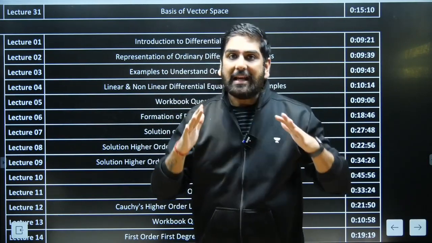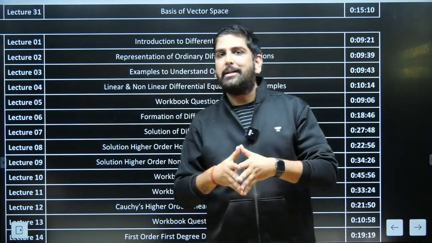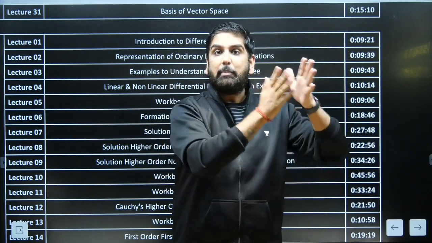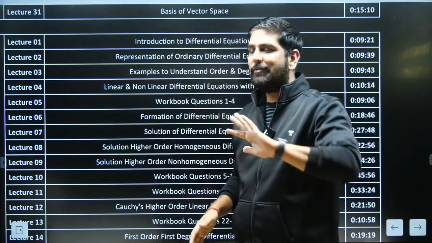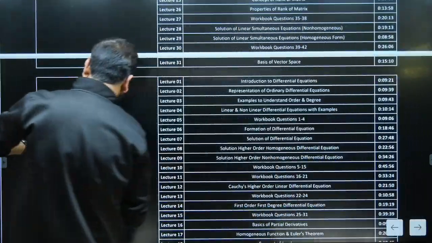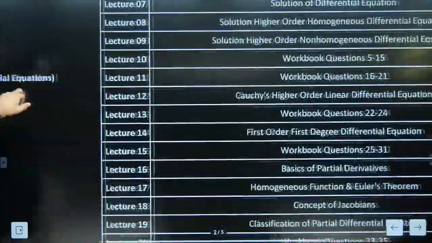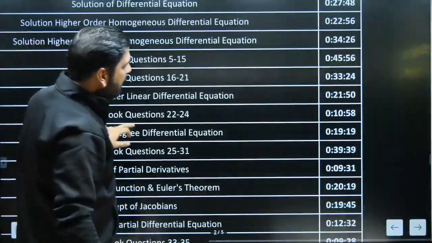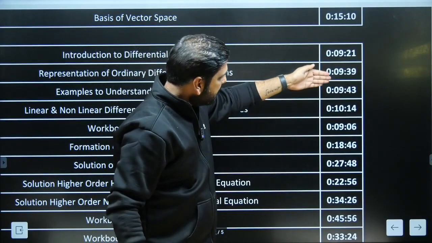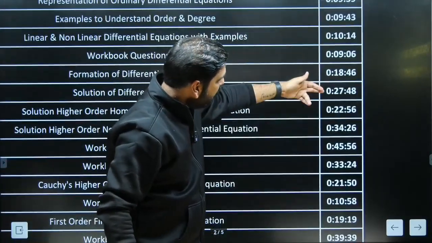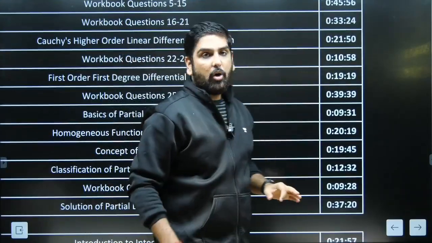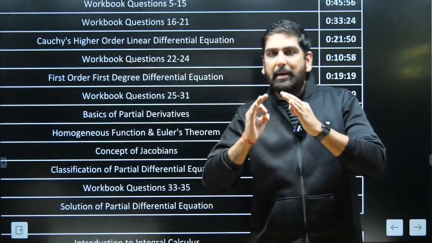We have categorized differential equations into homogeneous and non-homogeneous, and again into two categories, partial and ordinary differential equations. We have covered all of this in chapter 2, differential equations, for our GATE examination. And now you can see the minutes: 9 minutes, 9 minutes, 10 minutes, 9, 18, 27, 22, 34, 45, 35. These are the durations of the particular lectures.